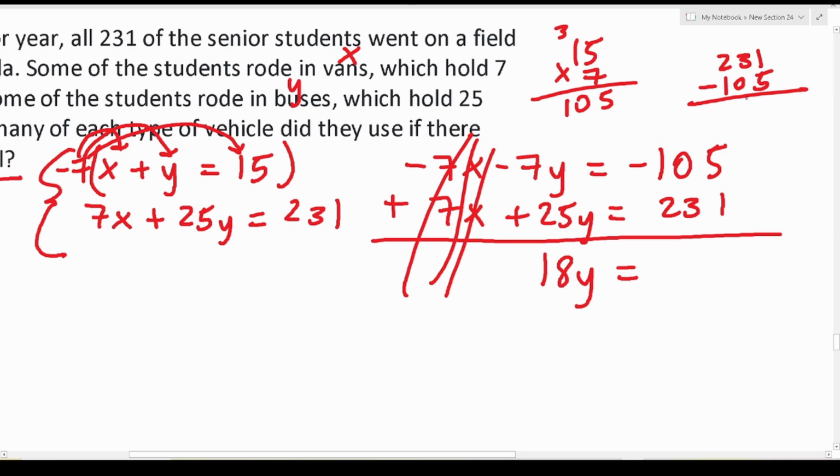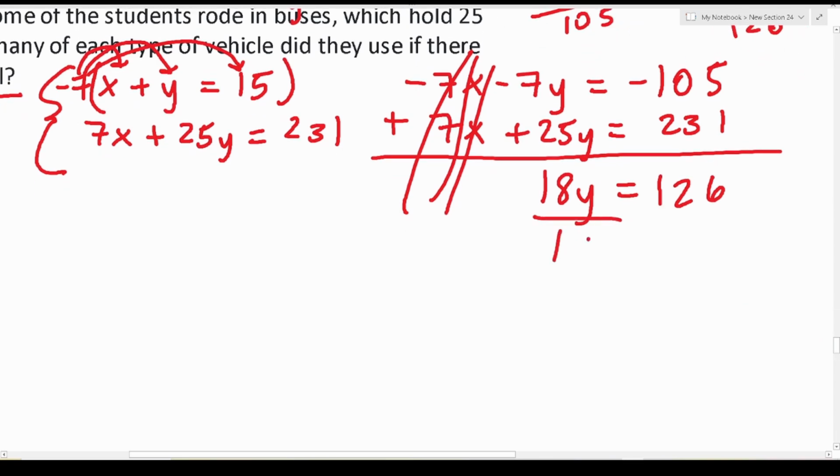Let's work this out. 1 minus 5 we can't do. We have to borrow. This becomes 2. This becomes 10 or 11. 11 minus 5 is 6. 2 minus nothing is 2. 1 minus 2 is 1. So this is 126 equals 18y.